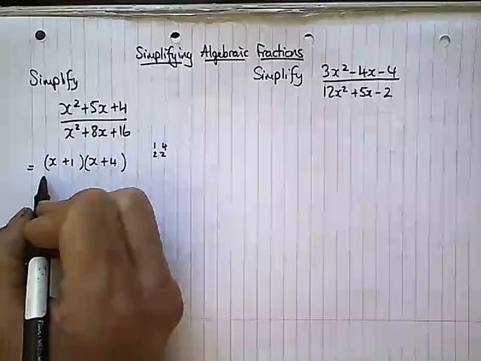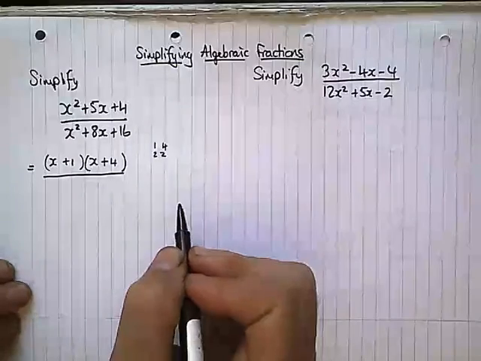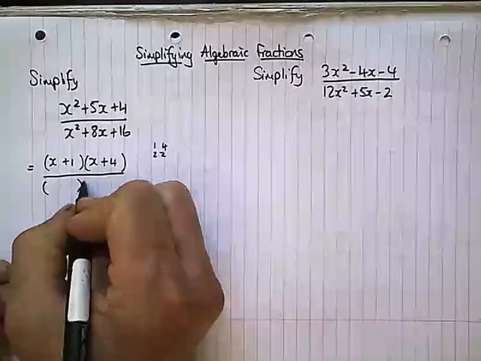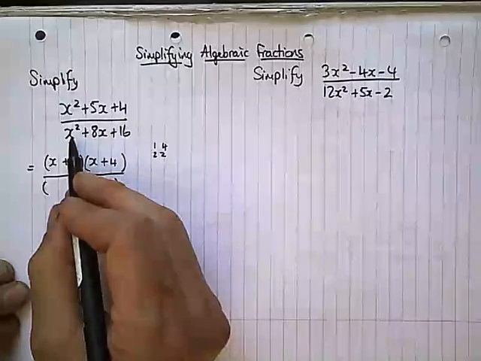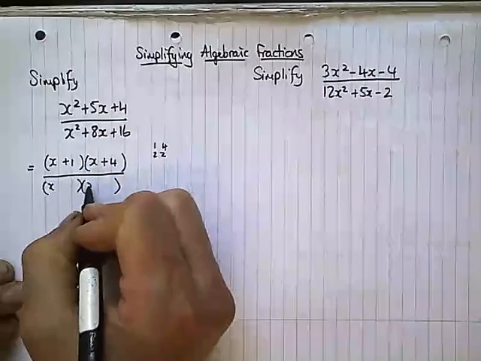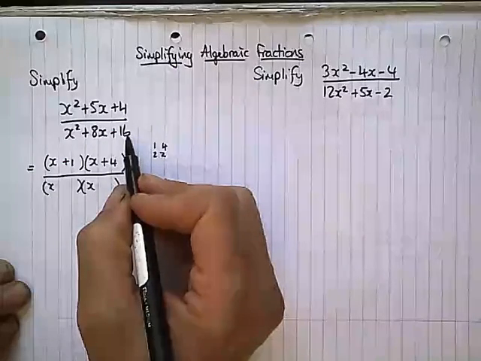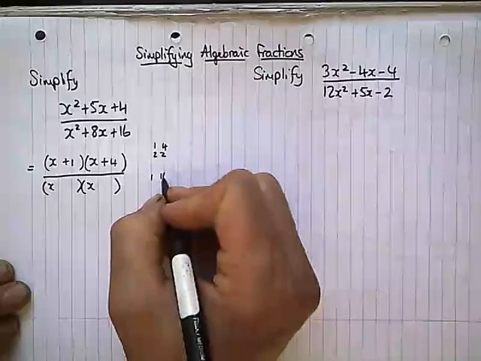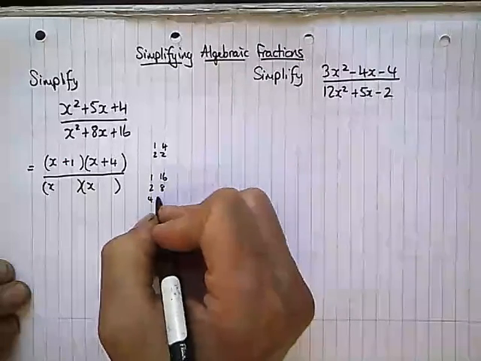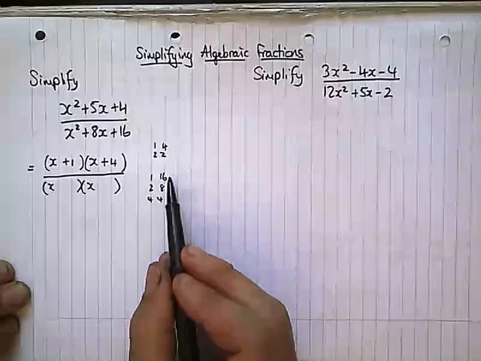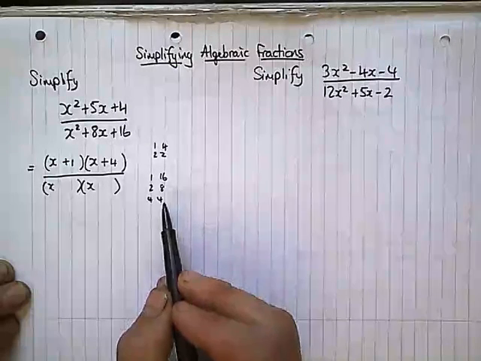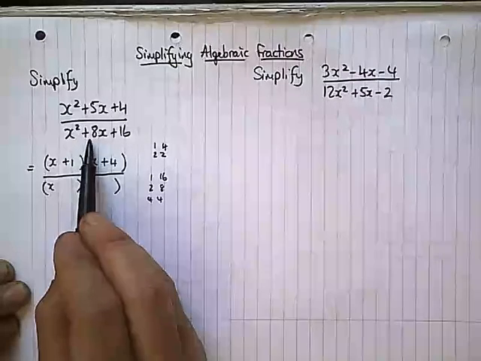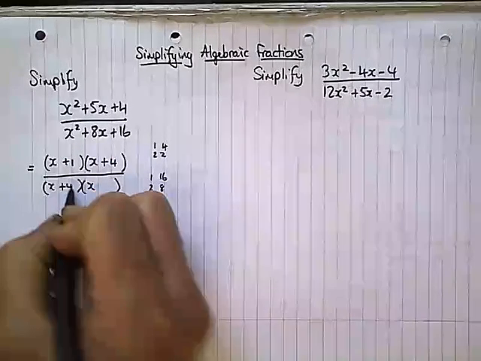So on the bottom, let's look at the denominator now, x squared plus 8x plus 16. Going to put it into brackets, must have two x's in there. Two numbers multiplied together to make 16, but add together to make 8. Well, let's have a look at that. 1 and 16, 2 and 8, 4 and 4. They add together to make 17, they add together to make 10, they add together to make 8. So therefore it must be plus 4 and plus 4.